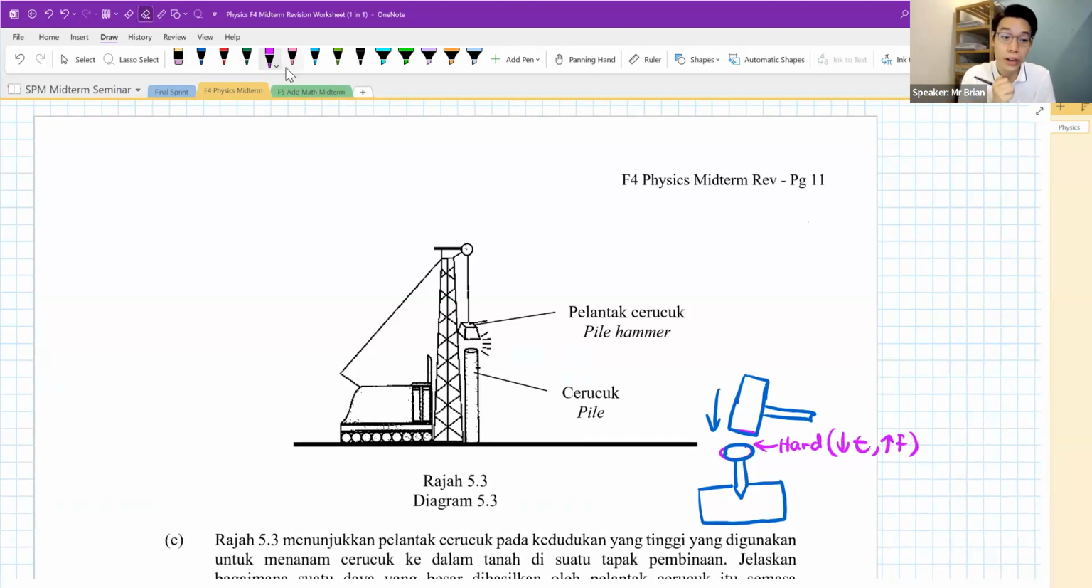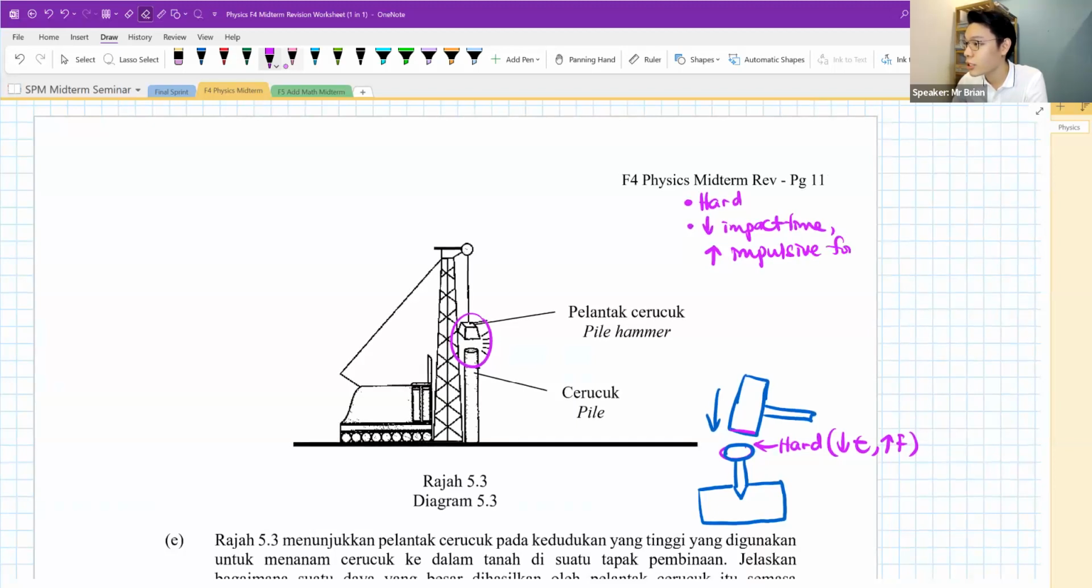That is what we are going to talk about. Okay, so let's brainstorm together a bit. It is very hard, right? They are both made of metal usually. They have a very short impact time. They have a very high impulsive force. See, I'm brainstorming for my answer because they asked me to explain.